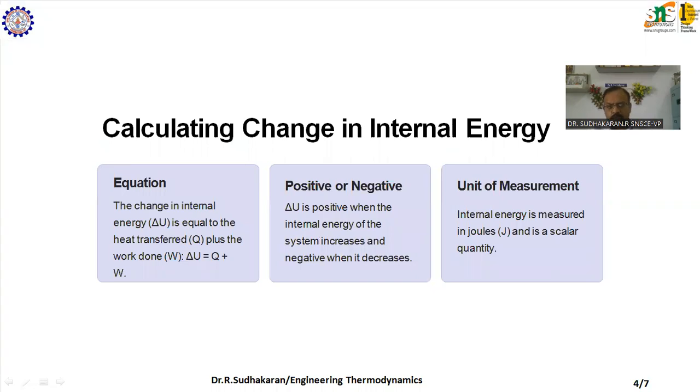So what is the procedure to calculate internal energy? The change in internal energy is equal to the heat transfer plus work done. That is, del U is equal to Q plus W. This change in internal energy is positive when the internal energy of the system increases. That is, when energy flows into the system, the internal energy increases, so the change becomes positive. Whereas when energy flows out of the system, there is a decrease in internal energy and the change in internal energy is negative.